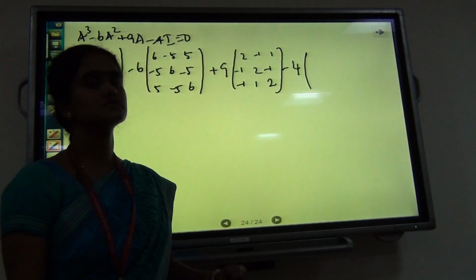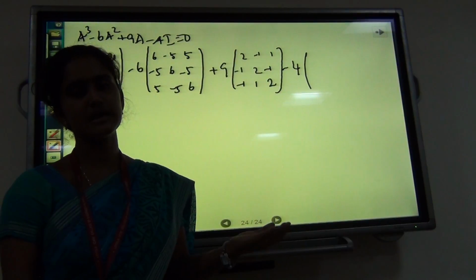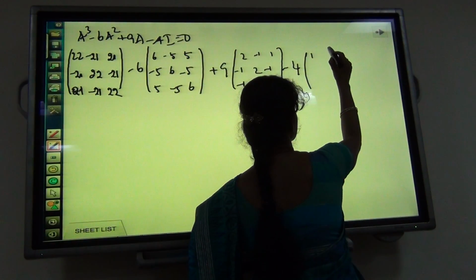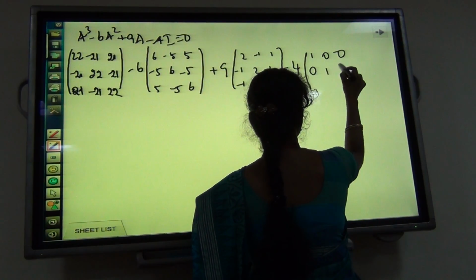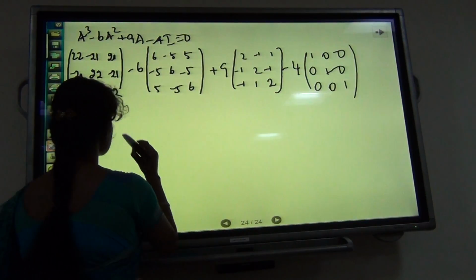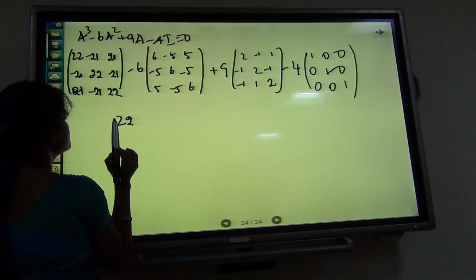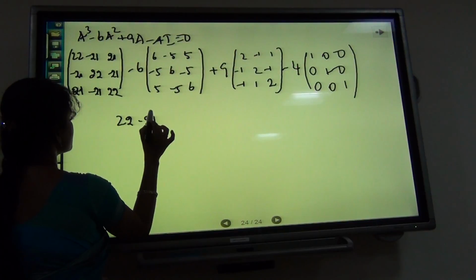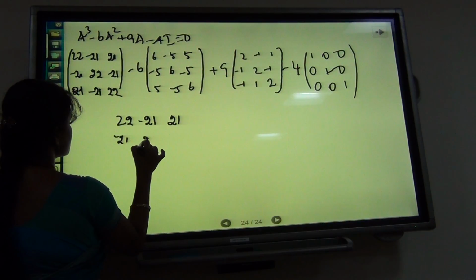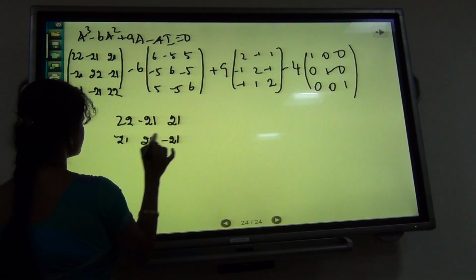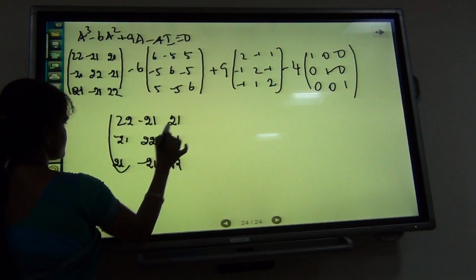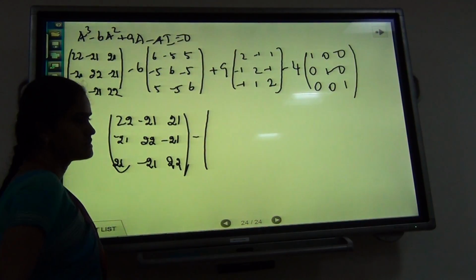So if your square matrix is 3 cross 3, then the identity matrix we have to take should be again a 3 cross 3 matrix, 3 cross 3 identity matrix. So let us check this. So 22 minus 21, 21 minus 21, 22 minus 21, 21 minus 21, 22 minus, what is this?